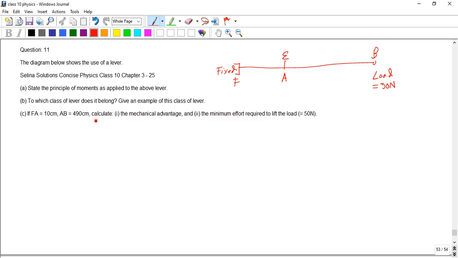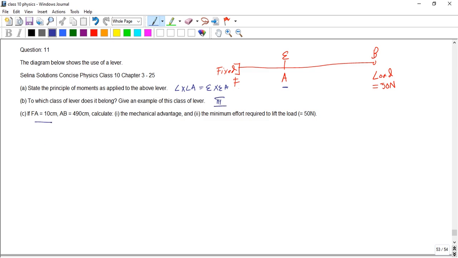State the principle of moment as applied to the above lever. What is the principle of moment? Load into load arm equals effort into effort arm. That's the principle of moment. Next, to which class of lever does it belong? Load is on one side, fulcrum is here, and effort is in the middle. That belongs to class 3 lever. Very easy, class 3 lever.